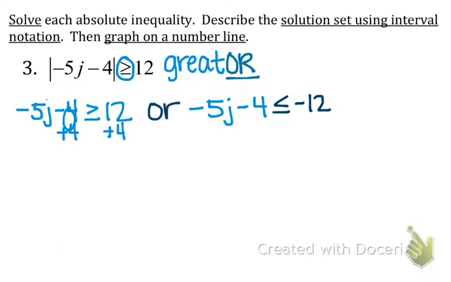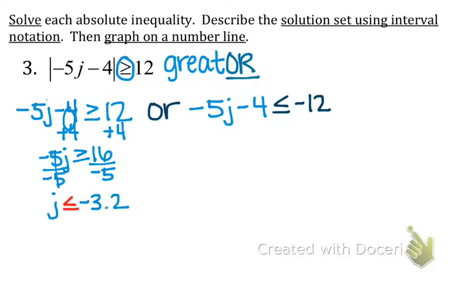We'll start by adding 4 to both sides. Negative 5j is greater than or equal to 16. Divide by negative 5 on both sides, and j is now less than or equal to negative 3.2. This inequality symbol changed from greater than to less than because we divided by a negative, so we needed to flip the sign.